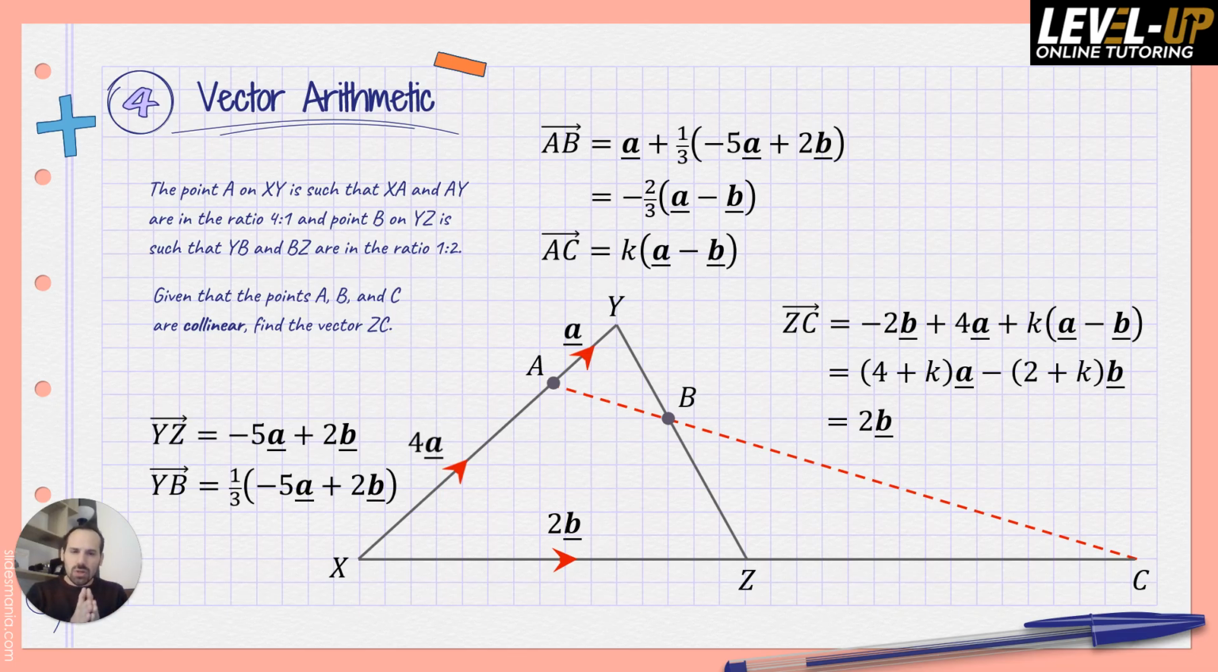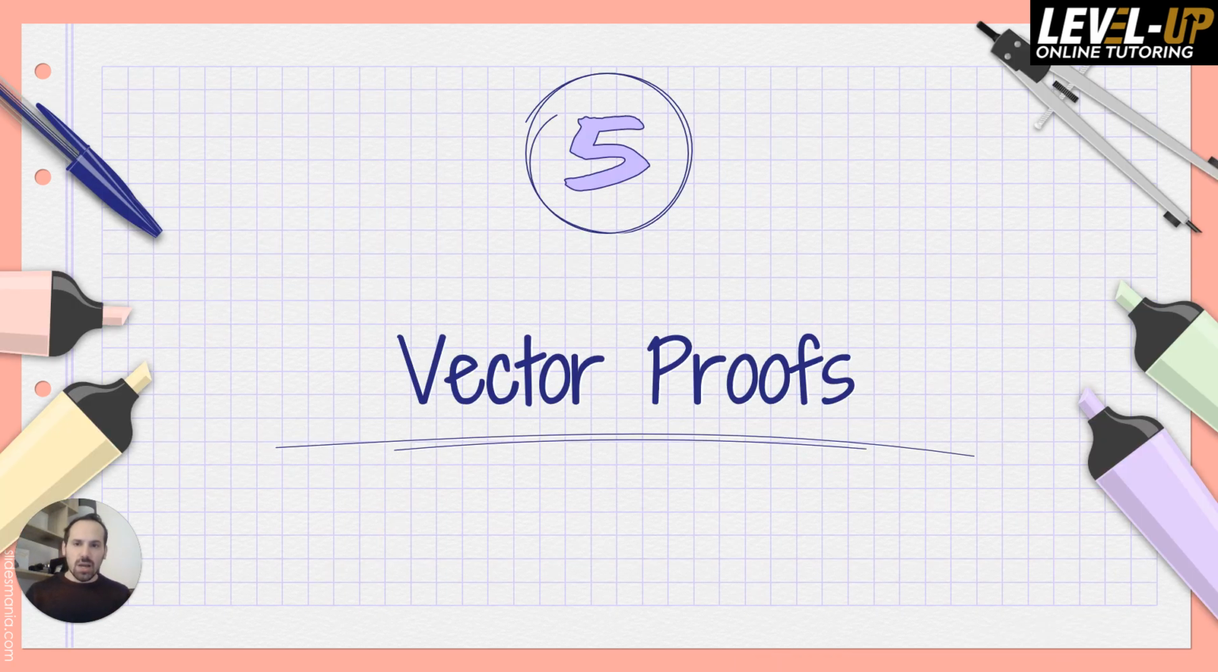That's what you want to do. You want to look at what the vector is dependent on. Is it partly A and partly B, or is it just A, or just a scale factor of B? And we can use that to help determine what that unknown K is going to be.